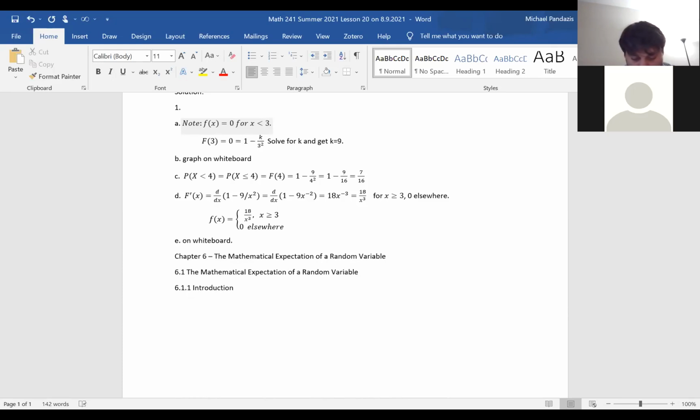And so the most important number associated with a random variable is the expected value. This is very important to learn in probability theory. And so the next section is on the mathematical expectation, E of X. So we'll start with the definition. Definition 6.1.